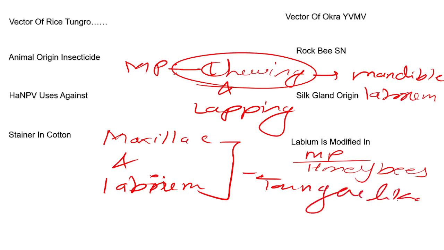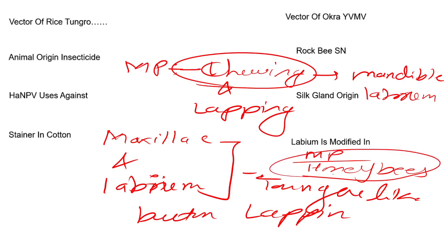Tongue-like lapping part, it is called as lapping part. It is called as glossa or proboscis. It is modified in honeybee. Our correct answer is honeybee.